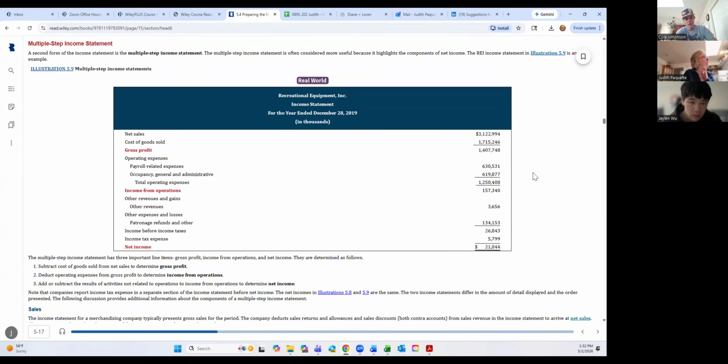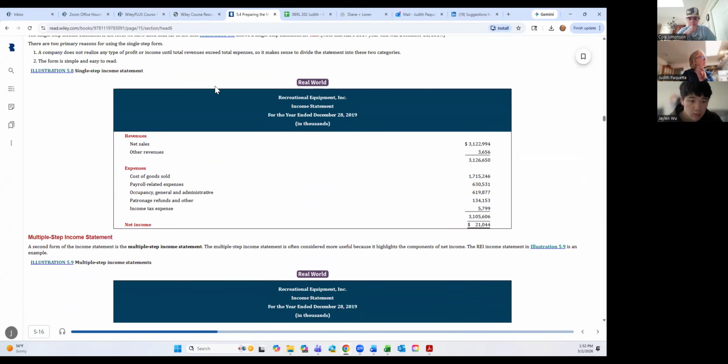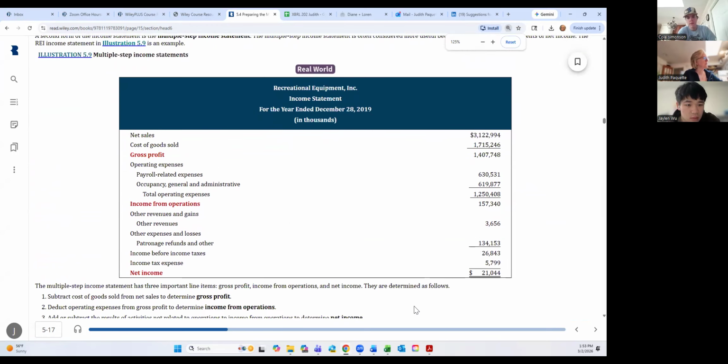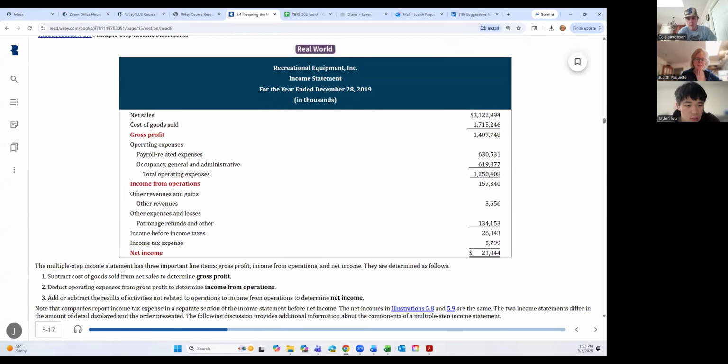Okay. So this is the single step, but now we want the multi-step. It's a little bit tiny here, but the reason it's called multi-step is because you have steps, and the steps are subtotals. The first subtotal we have is gross profit. Second subtotal we have is operating income or income from operations. And then the last step is income before tax and then net income.